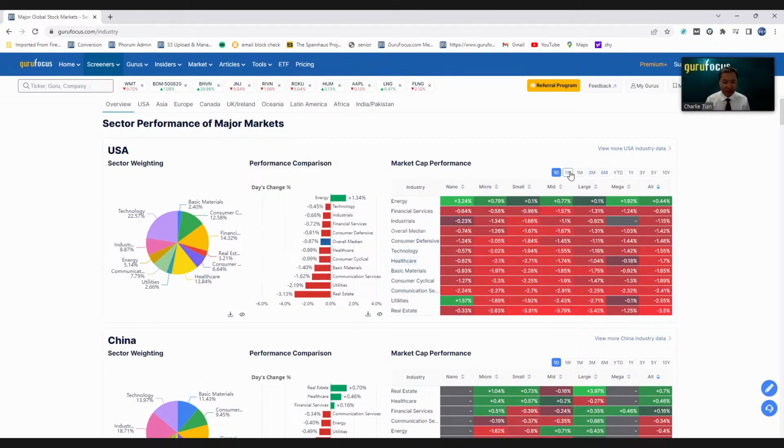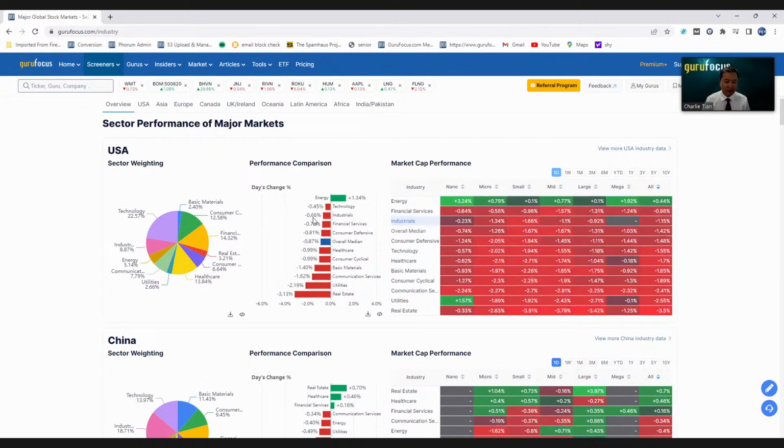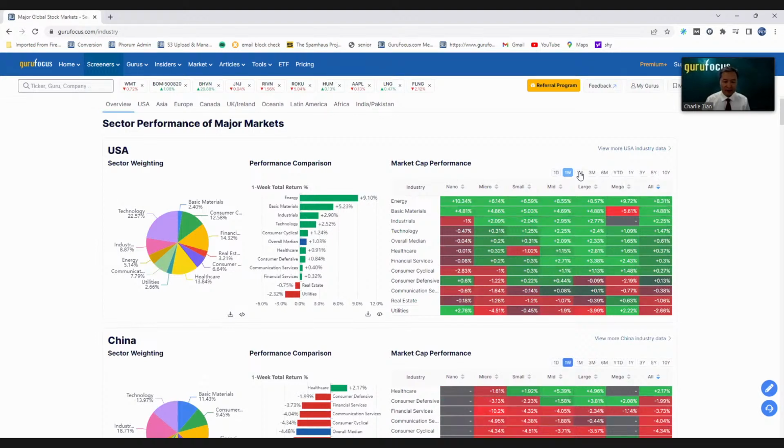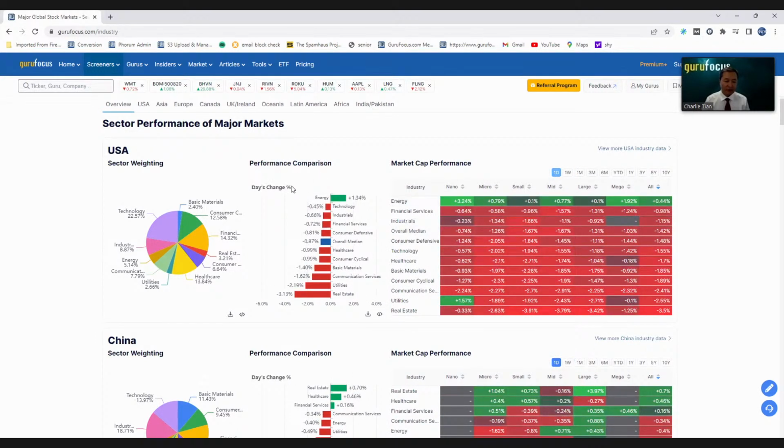But I think you can change it to weekly, and that was today's. You can change to weekly, monthly. When I click on here, you can see this is changing different sector performance. Today, the energy sector is doing the best. The real estate is doing the worst.